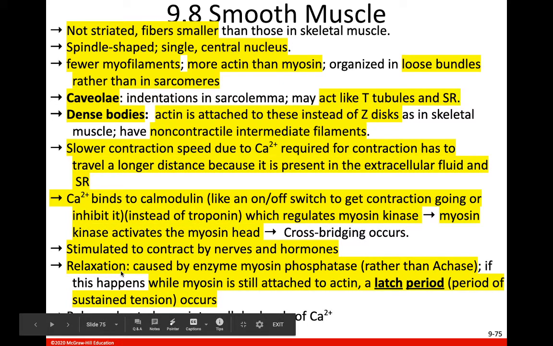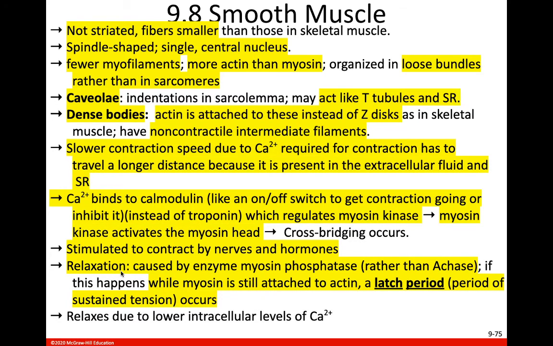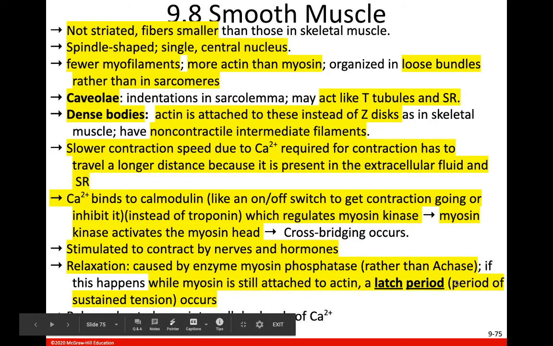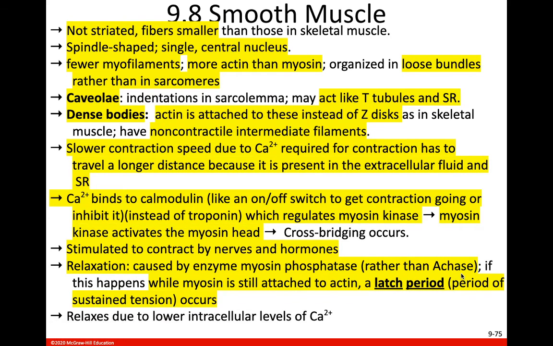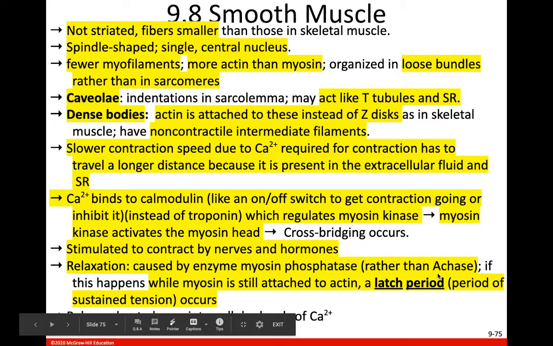Also, relaxation is a little bit different for our smooth muscle. Remember that in skeletal muscle, as that guy calls it on the video that I want you to watch, relaxation begins when the AChE in the synaptic cleft starts to break down the ACh, the acetylcholine. Well, we don't have AChE allowing relaxation in the smooth muscle. We have another enzyme called myosin phosphatase. Myosin phosphatase is the enzyme that's going to result in relaxation in the smooth muscle.